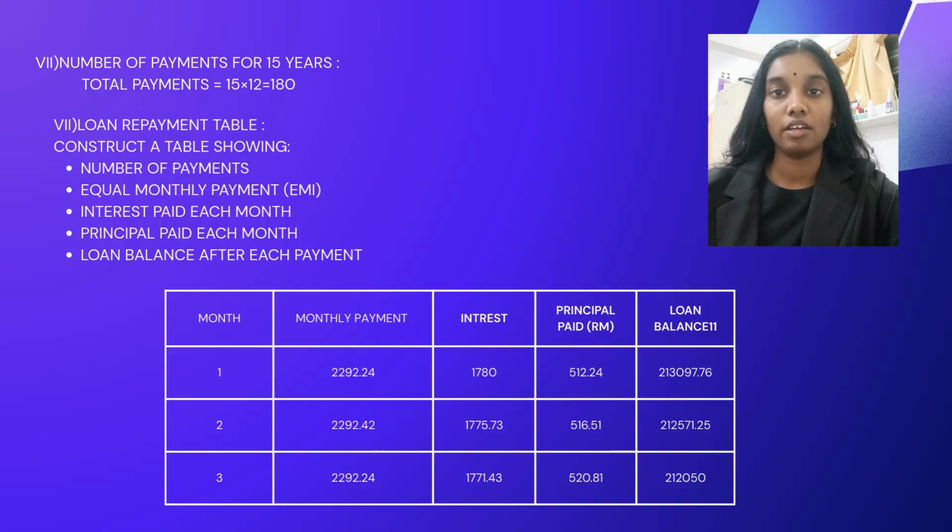I will explain how I get the loan repayment table. First, the total number of payments is for 15 years, and since there are 12 months in a year, we multiply 15 by 12, which gives us 180 total payments. Next, the monthly payment EMI is about 2,292 ringgit 25 cents each month. This is the fixed amount Gloria has to pay every month.